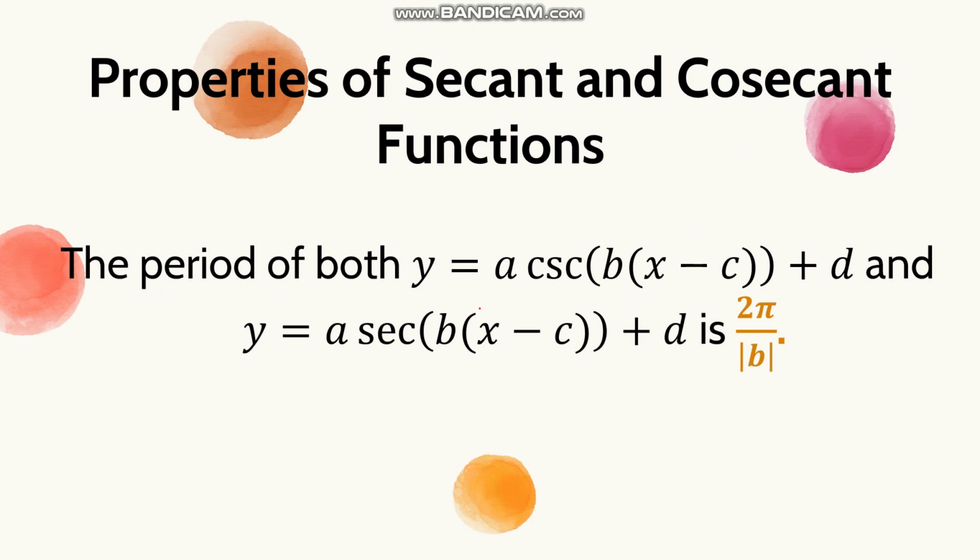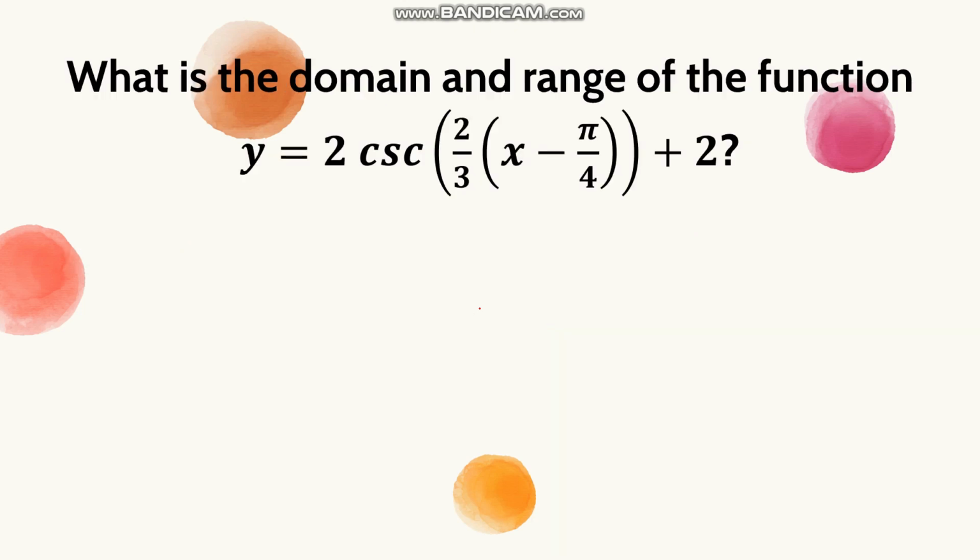So just identify the absolute value of b and then that's it. We can identify the period. So let's just get this example and then identify the period. So this will be two pi over absolute value of b. So our b here is 2/3. So we will have 2 pi over absolute value of 2/3.